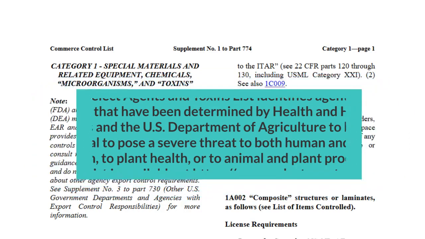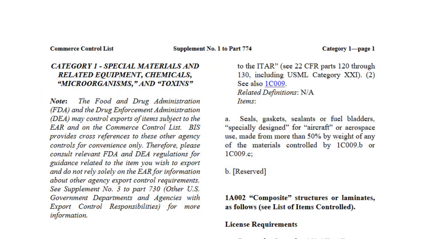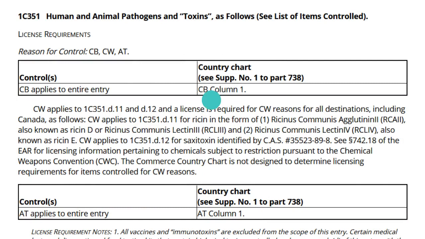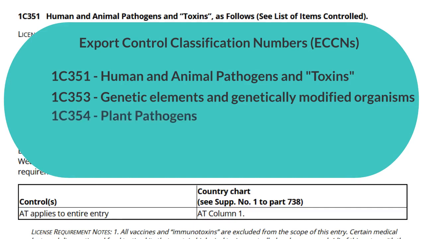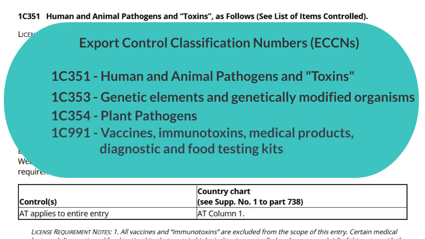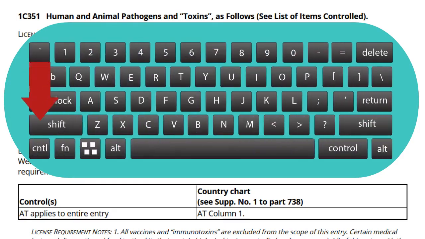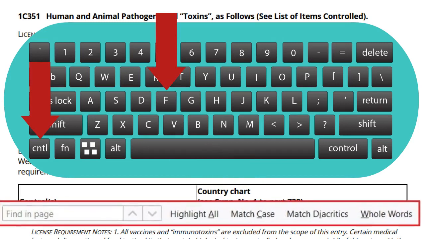When checking if a biological agent is listed on the CCL, start with Export Control Classification Number, the ECCN, 1C351. Most biological agents are described in ECCNs 1C351, 1C353, 1C354, and 1C991. Also, regarding ECCN 1C353 genetic elements and genetically modified organisms, this ECCN is only applicable to pathogens listed in ECCNs 1C351 and 1C354. The CCL on the BIS website is keyword searchable by clicking Ctrl and F on your keyboard for the find box to appear on the screen.